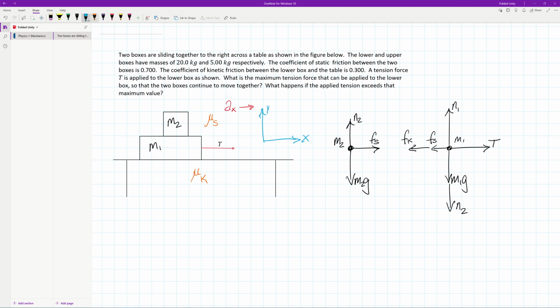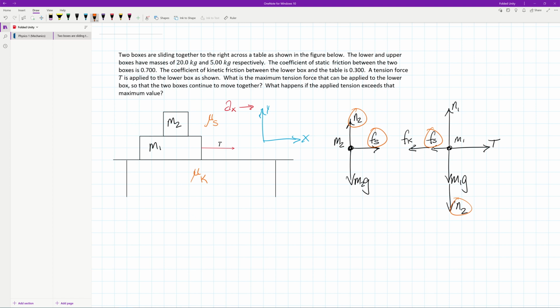So, looking here, let's see. Let's start with our action-reaction pairs. We've already talked about them, but two of them are this Fs to the left on the bottom block and to the right on the top block. We've already talked about how those are action-reaction pairs. Also, the normal force N2. That's the bottom block pushing up on the top and the top pushing back down on the bottom.